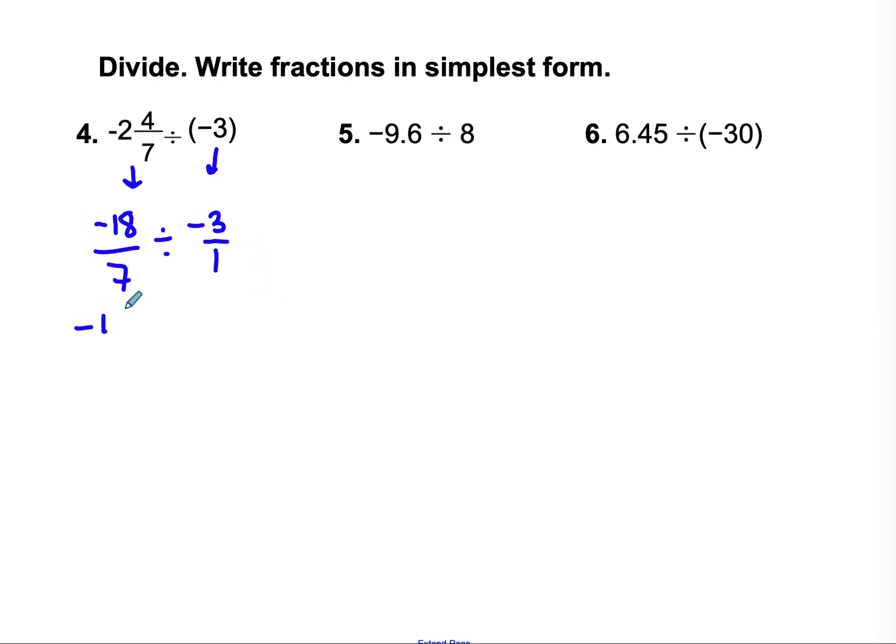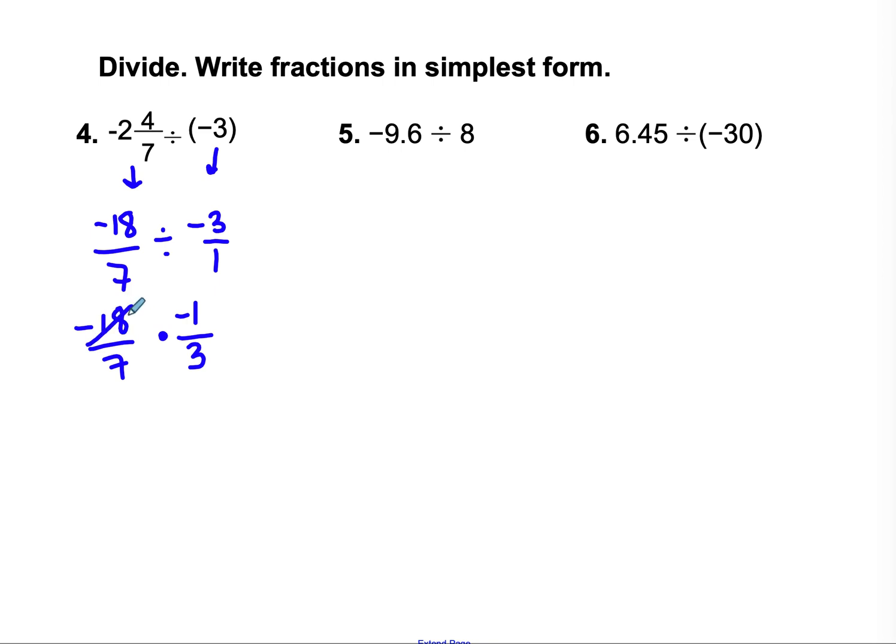So keep the negative 18 over 7. Change to multiplication. Flip negative 1/3. Okay. I can cross cancel if I want, or I can multiply all the way across. I think on this one I'm just going to go ahead and cross cancel before I start.